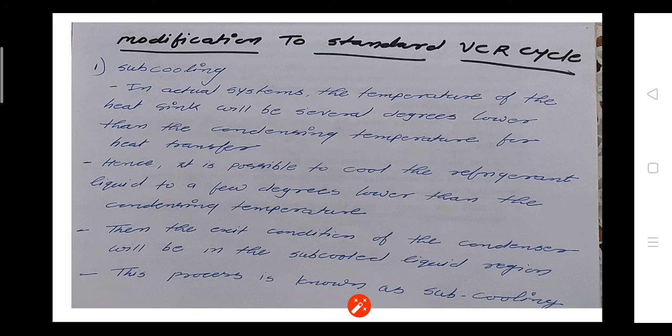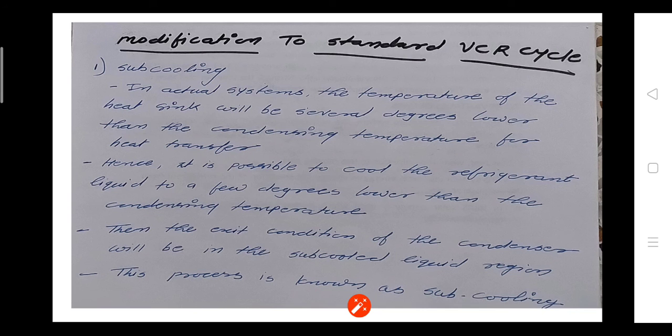What happens in an actual system is that the temperature of the heat sink will be several degrees lower than the condensing temperature for heat transfer. We know that in the condenser the heat is rejected from the condenser to the heat sink. It means there is a temperature difference, and the temperature difference between the heat sink and the condenser is several degrees. So there is a chance of subcooling of the liquid in the condenser.